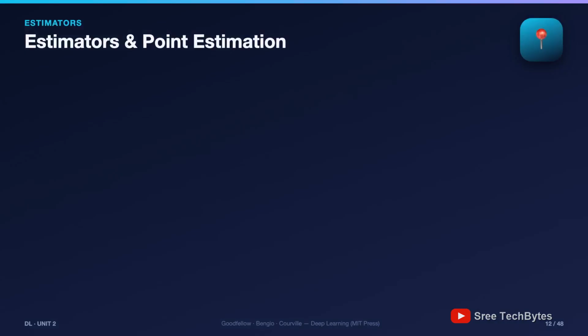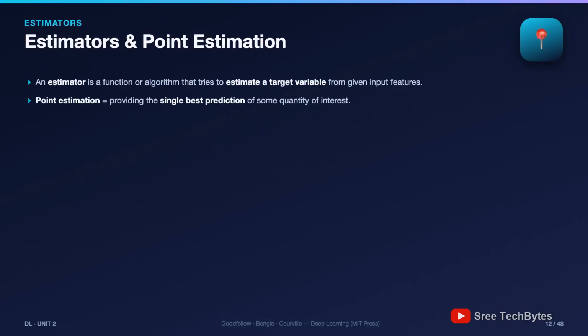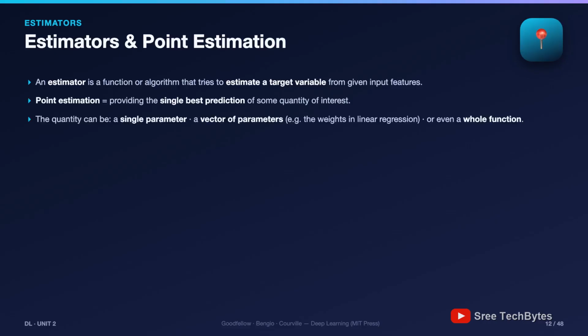New concept block: estimation, because everything a model does is ultimately a sophisticated guess. An estimator is a function or algorithm that estimates the target quantity from data. Point estimation means providing the single best prediction of that quantity: one number, one best guess. What can we estimate? A single parameter, a whole vector of parameters like all the weights of a regression, or even an entire function. The notation, which follows us for the rest of the course: theta is the true value, usually unknowable. Theta hat, theta wearing a little hat, is our estimate computed from data.